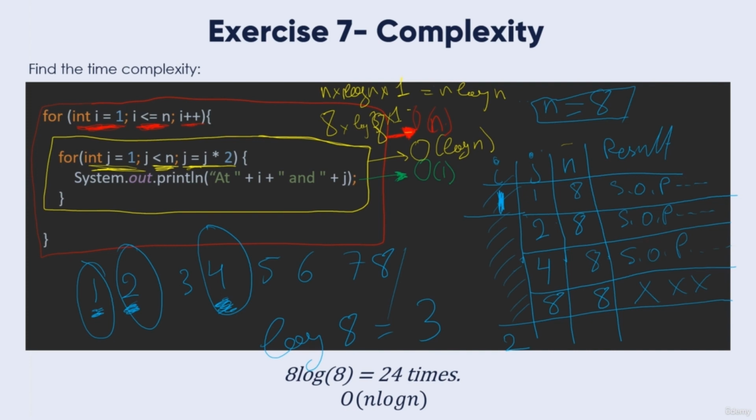Okay? If we put this algorithm inside the IDE and run it, we are going to execute this 24 times. We have 24 statements telling us the system.out.print at i and j, for example, any numbers. So, since we are executing this, we have n log n. Remember, guys, the trick here is that j equal to j times 2, which results in log n.